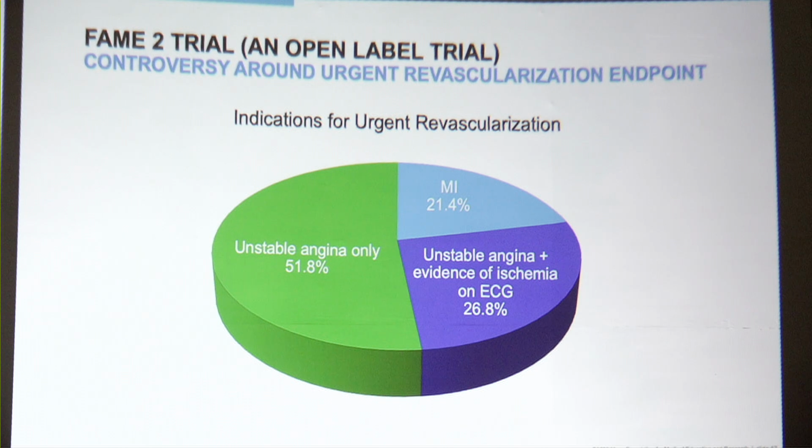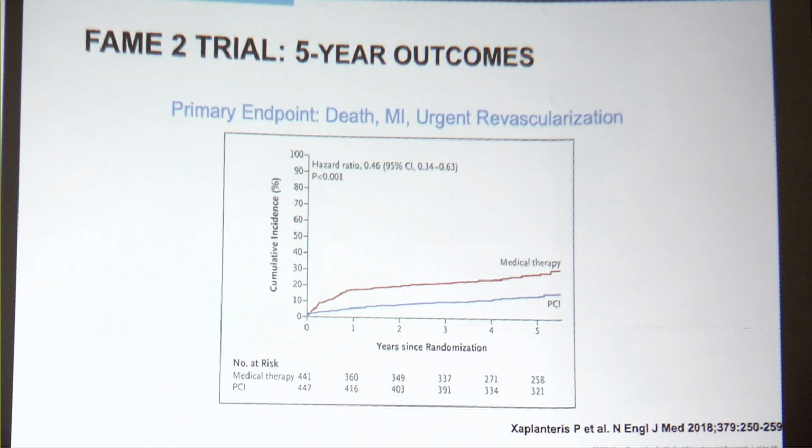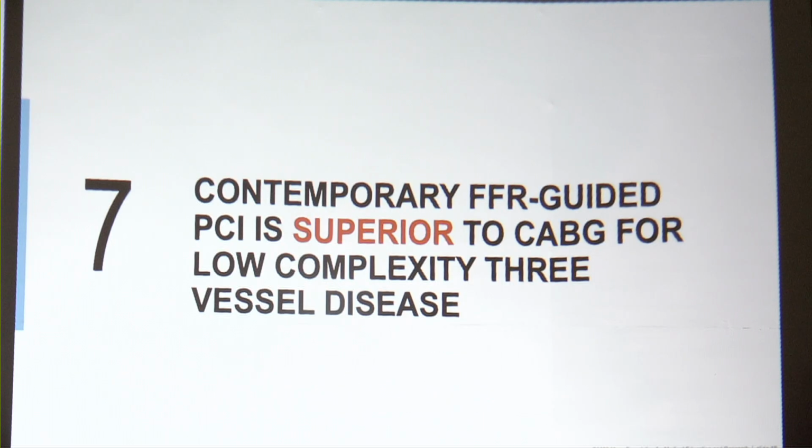So in fact, you could treat patients medically even when they have an abnormal FFR, and you actually do very well. What's different is this urgent revascularization, but this was an open label trial. The patients and the physicians all knew that there was an FFR less than 0.8, and the patient had been randomized to medical therapy. So that's why I don't believe that this trial is the final word on whether we should treat everybody with an FFR of less than 0.8. This is the 5-year outcome, and the curves remain separated in favor of PCI.